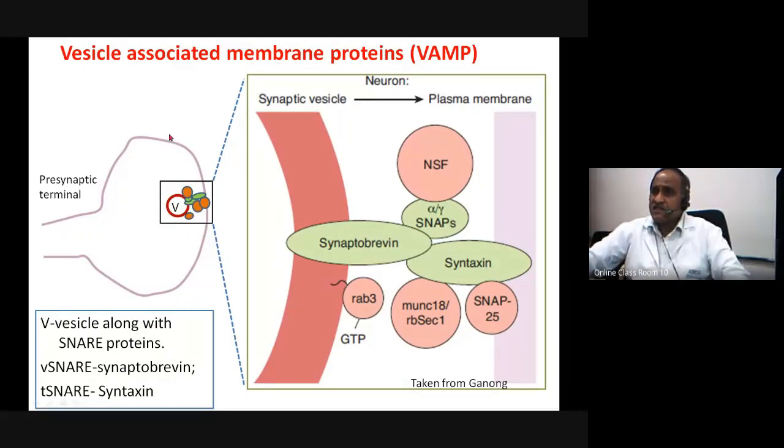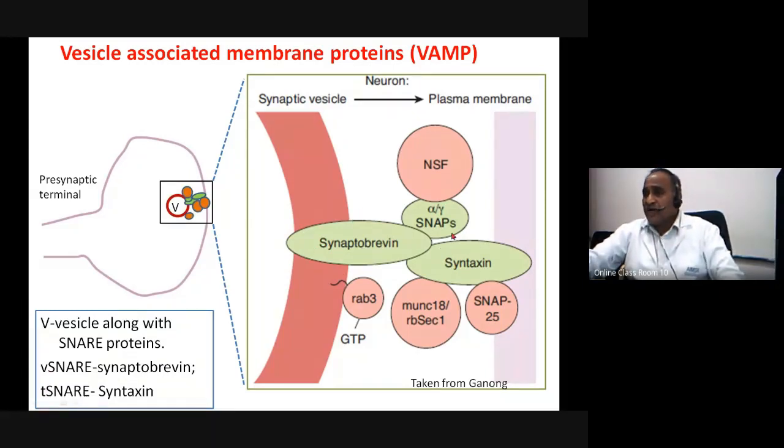So this is the presynaptic terminal. This is the membrane of the presynaptic terminal. You can just see that. And in this presynaptic terminal, this is the vesicle. This is the boundary of the vesicle. And it has two proteins attached, one protein here and one protein here. This is a protein which is attached to the vesicle. This is known as synaptobrevin. They are also known as SNARE proteins. Since it is attached to the vesicle, it is a V-SNARE. This is a V-SNARE.